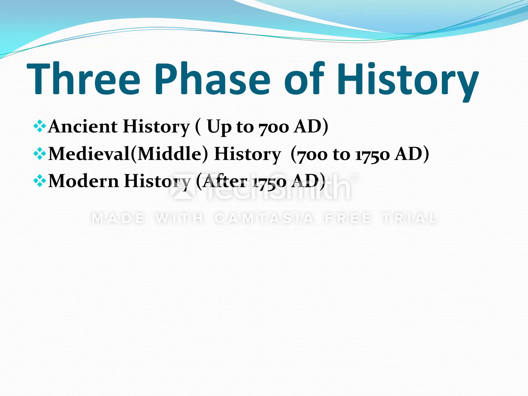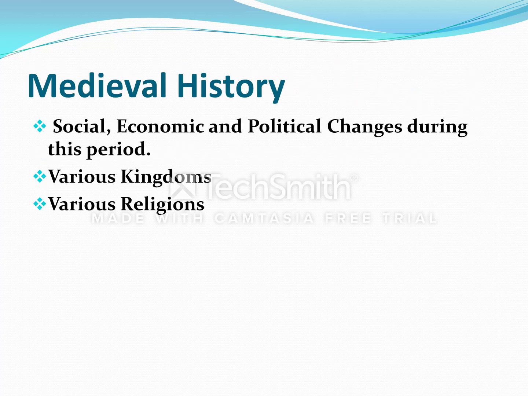In grade 6, we have learnt about the ancient period, that is up to 700 AD. In grade 7, we are going to learn from 700 to 1750 AD. This period is called the medieval period. Medieval means middle. You will study the modern period in your higher classes.